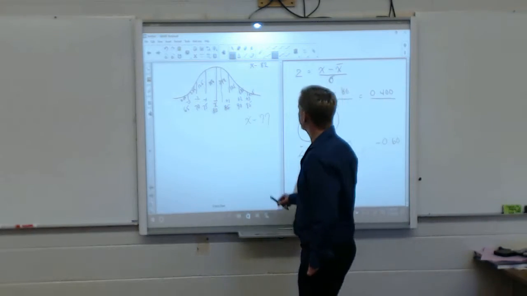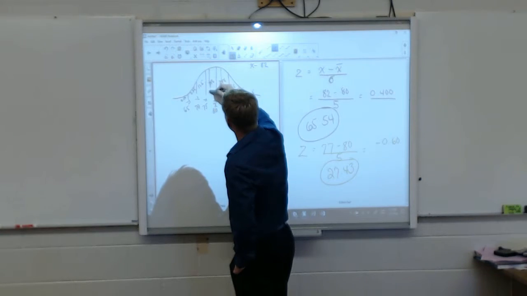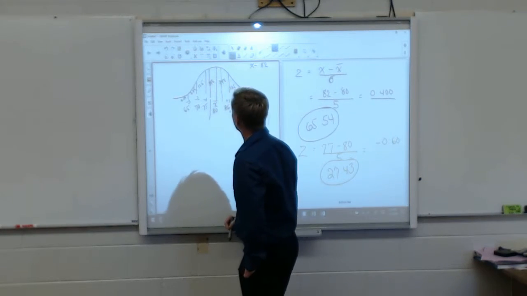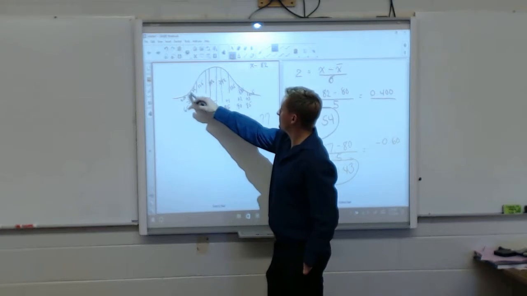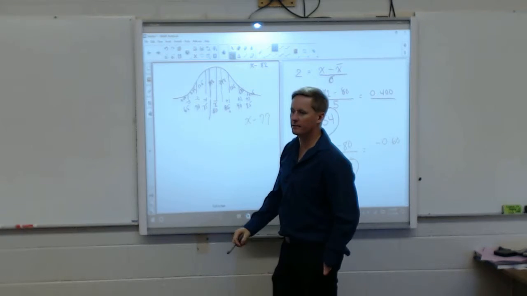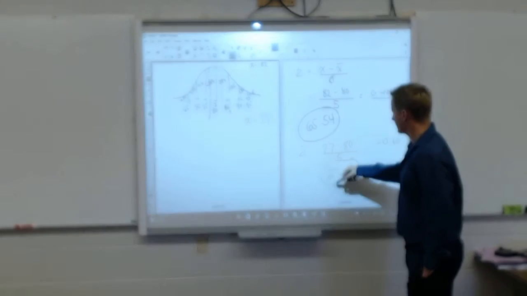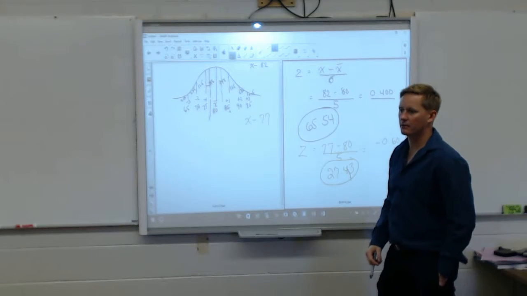Well, where does that one fall? It falls right here, right? Okay, so how much is this percentage right here? Well, that's 16%, right? From here to here is 16%. So then add a little bit more, takes us up to 27%.